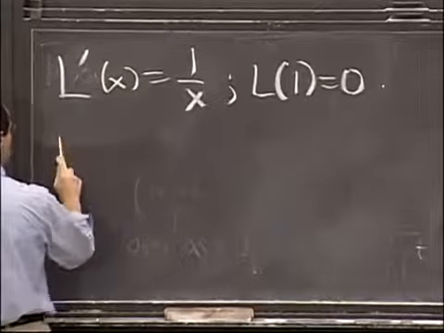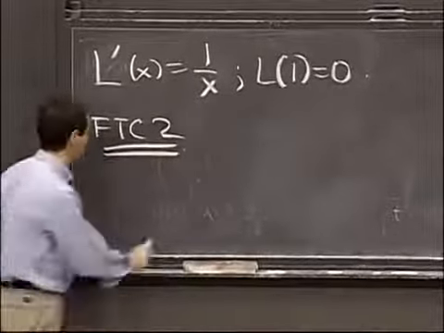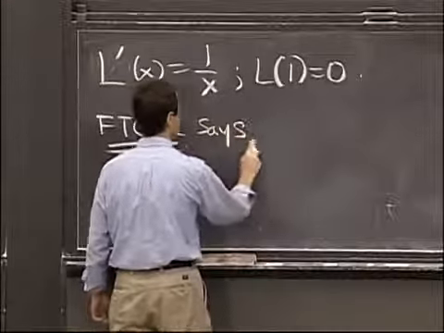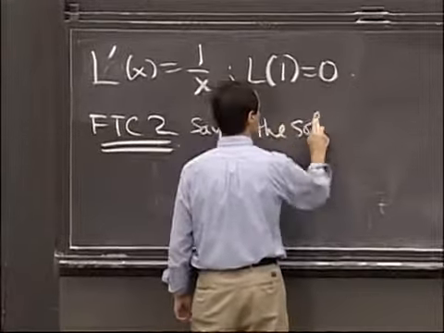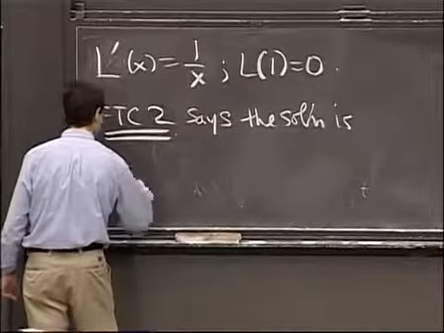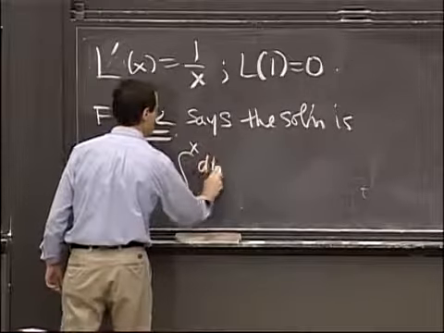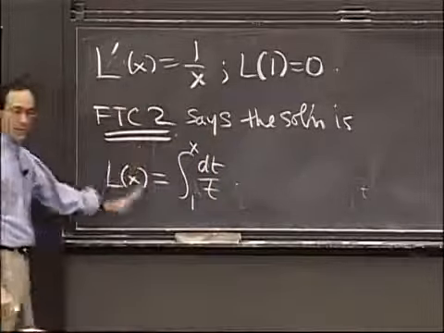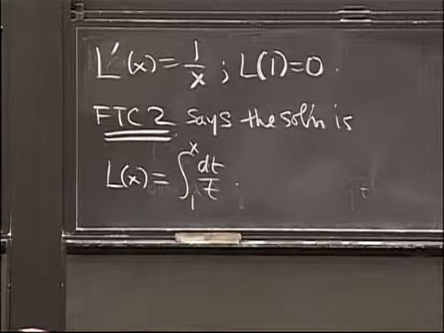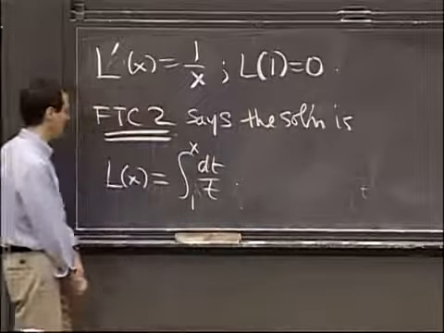The solution, so the fundamental theorem of calculus 2 tells us the solution is this function here, L of x equals the integral from 1 to x dt over t. That's how we solve all such equations. We just integrate, take the definite integral. And I'm starting at 1 because I insisted that L of 1 be 0.